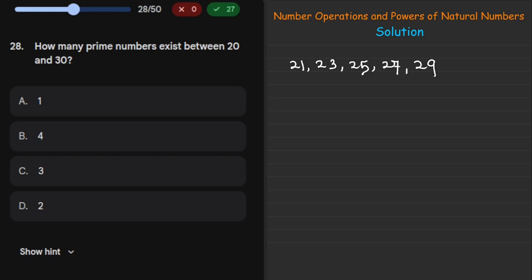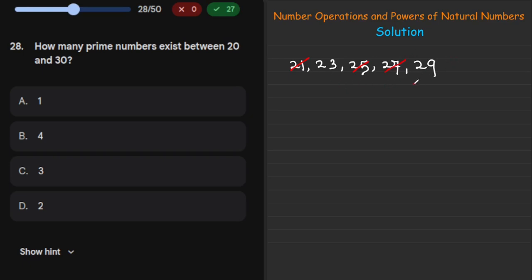Then you cancel out those that you think have factors. We know at least 21 has a factor of 3, and 7 as well. And for 25, a number is divisible by 5 if it ends in 5, so 5 can divide 25. When it comes to 27, a number is divisible by 3 if the sum of the digits is divisible by 3. So 2 plus 7 gives us 9, and hence it is divisible by 3.